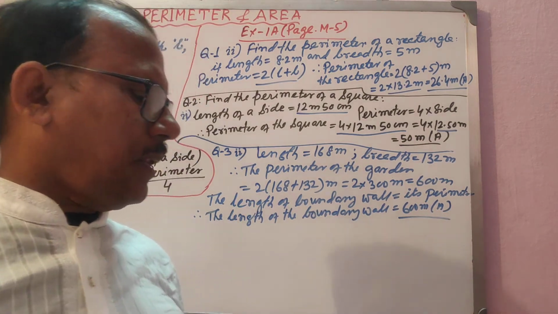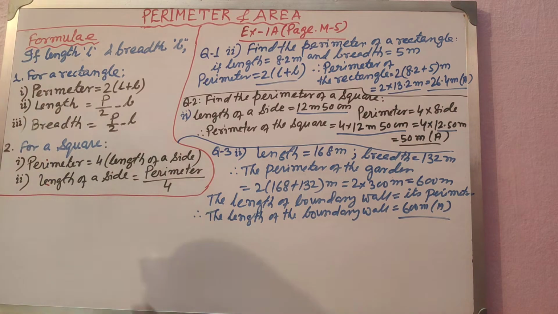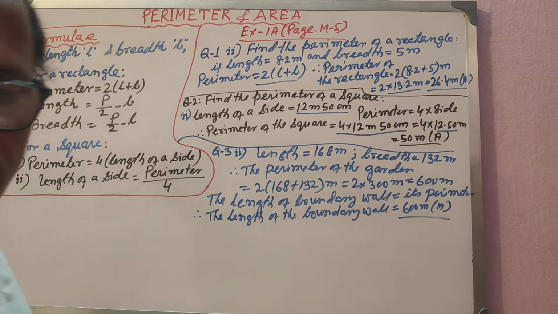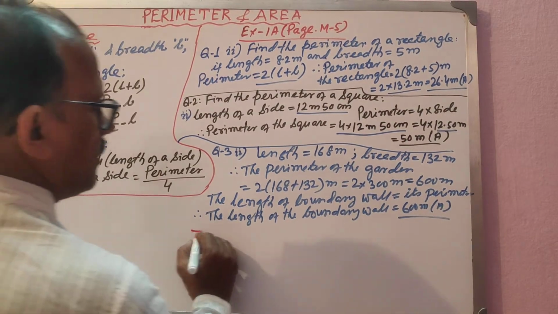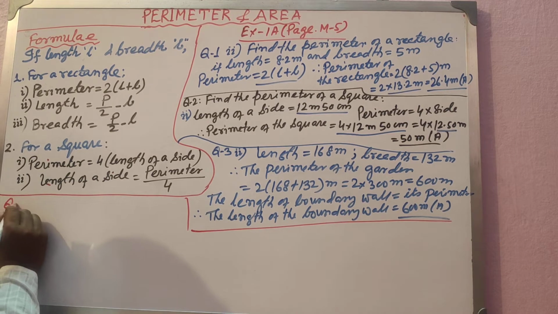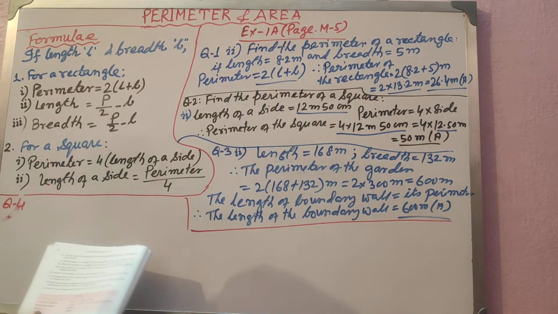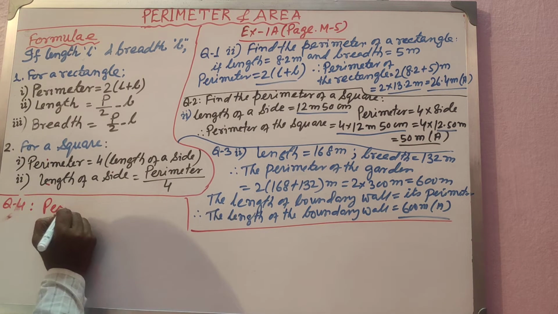Now, see, suppose the perimeter of a rectangle is given to you and 3 times. I will do question number 4, which is another sum. Question number 4 says that the perimeter of a rectangular field is given to you.